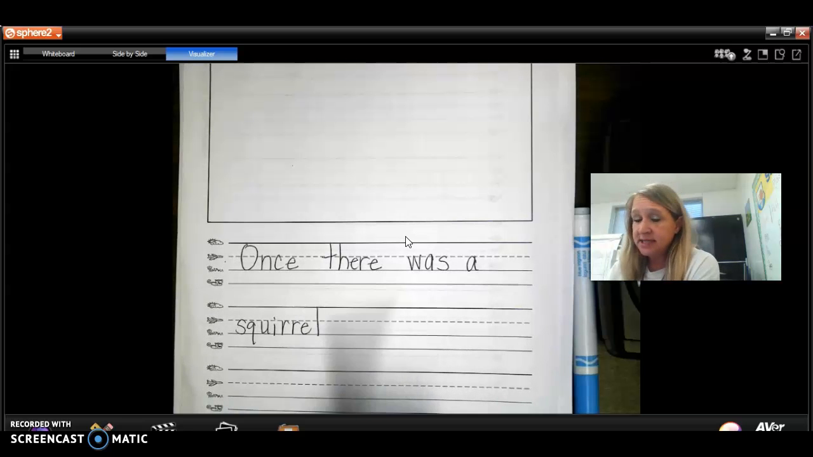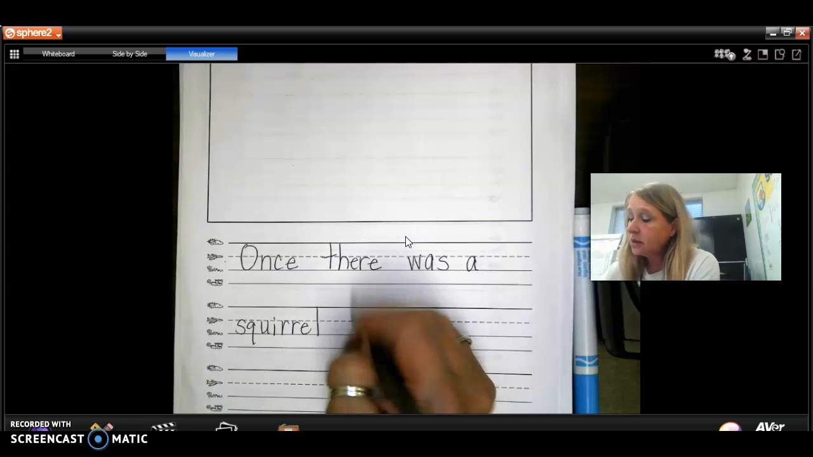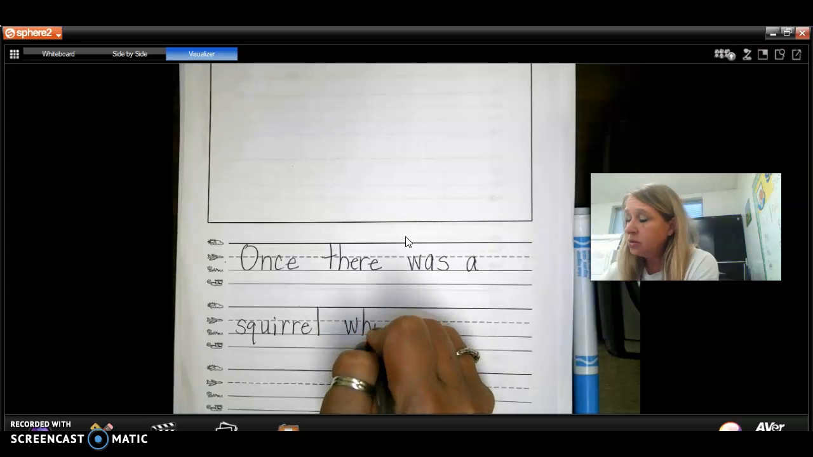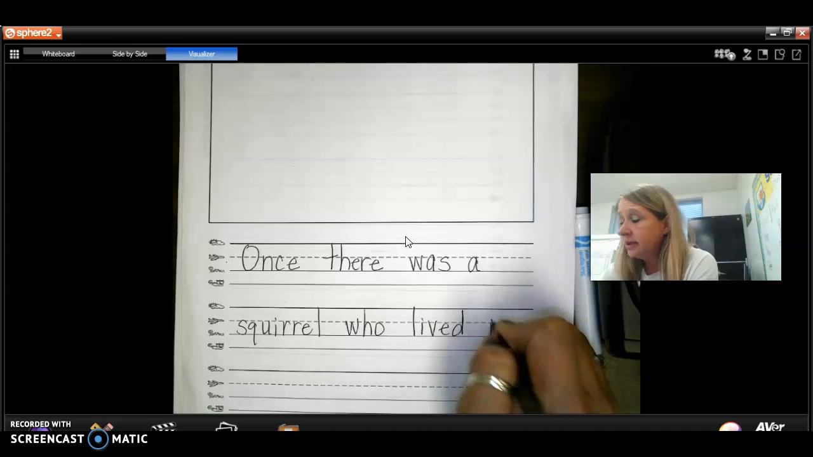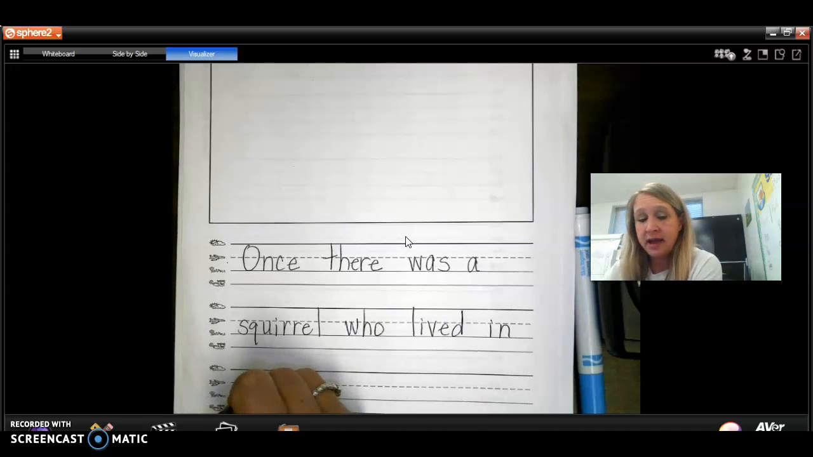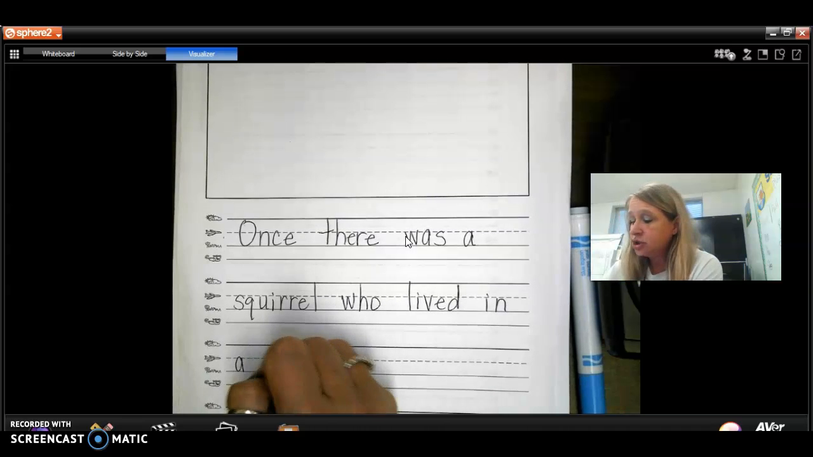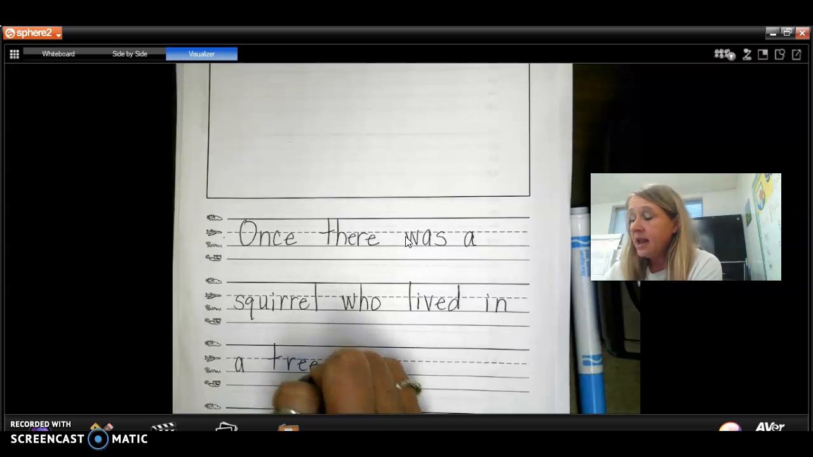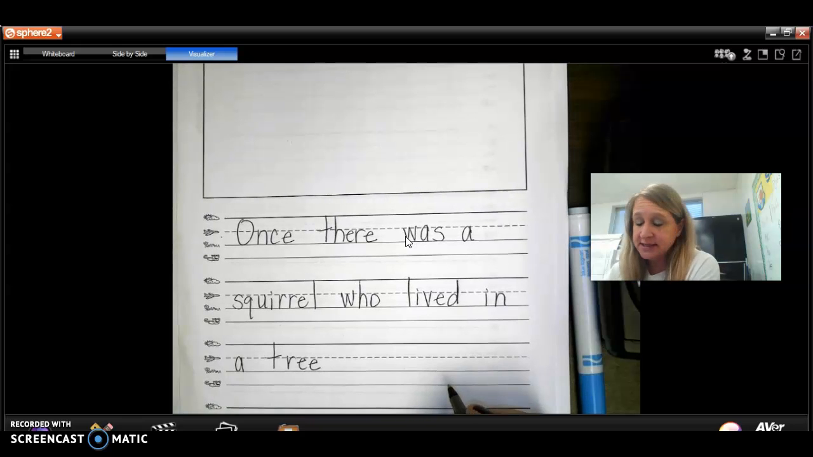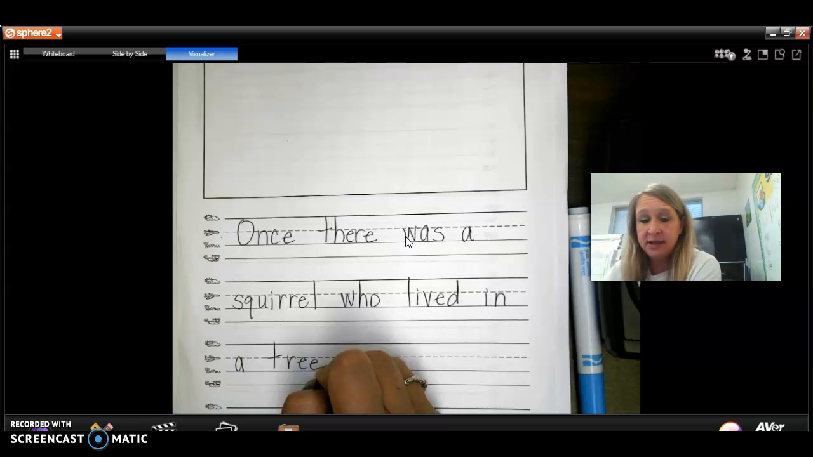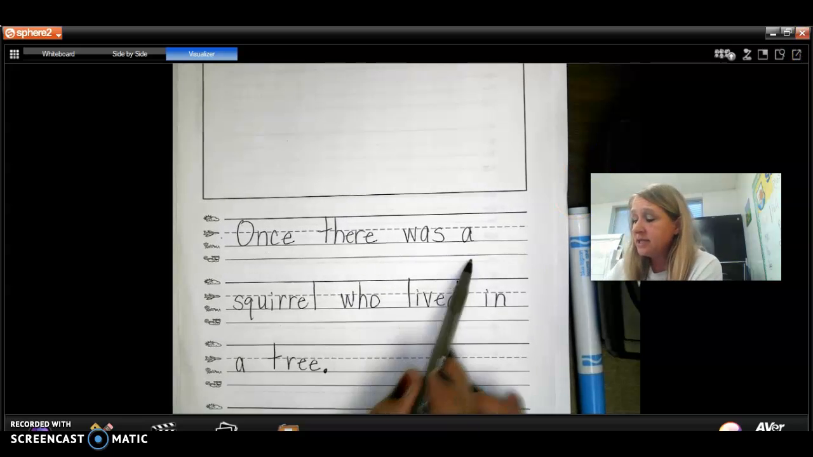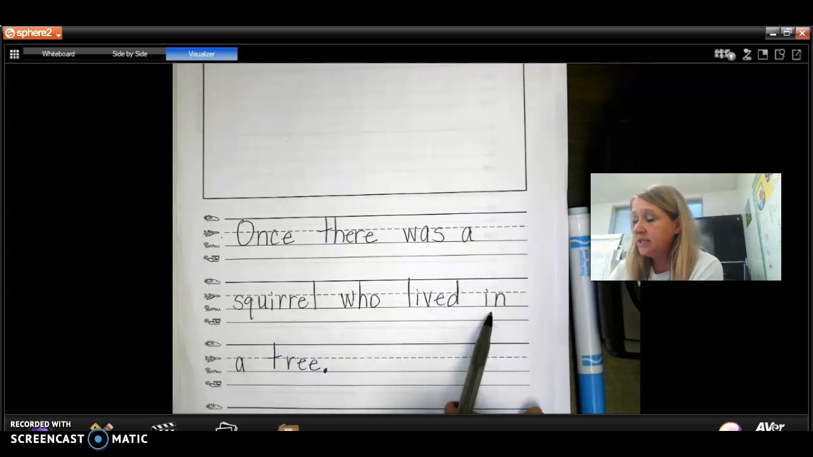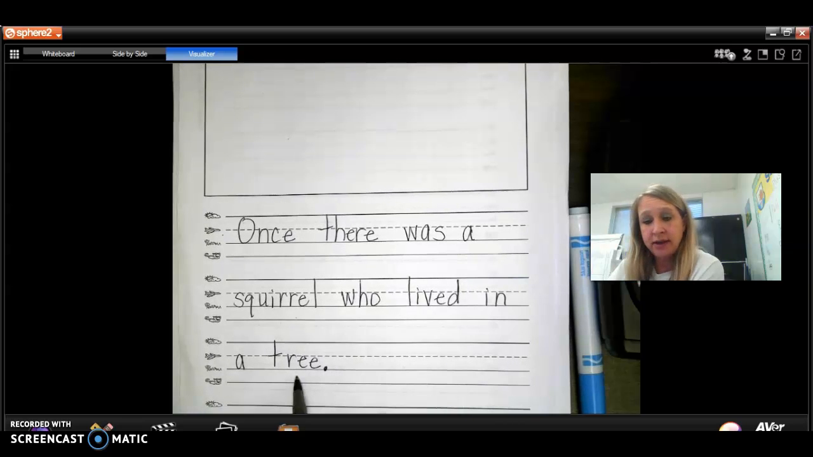So once there was a squirrel who lived in a tree. Now that is the end of my sentence. So I'm going to put a period at the end of that sentence. Once there was a squirrel who lived in a tree.